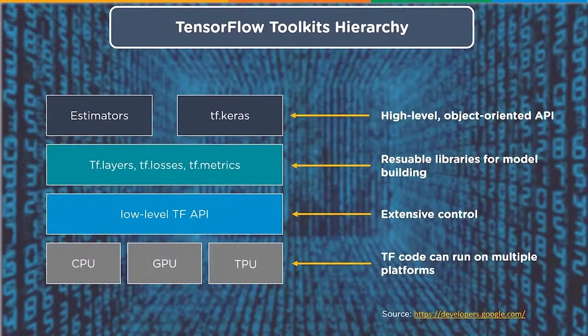You have your TF Keras, you have your estimators. This sits on top of your TF layers, TF losses, TF metrics. So you have your reusable libraries for model building. This is really where TensorFlow shines, between the Keras, running your estimators, and then being able to swap in different layers. Your losses, your metrics, all of that is so built into TensorFlow. It makes it really easy to use.